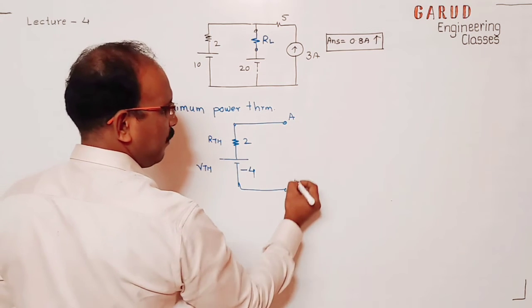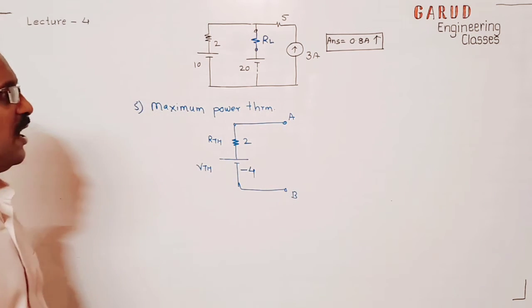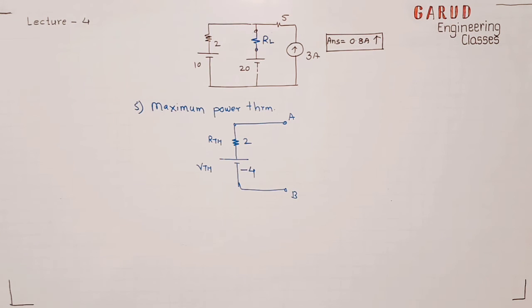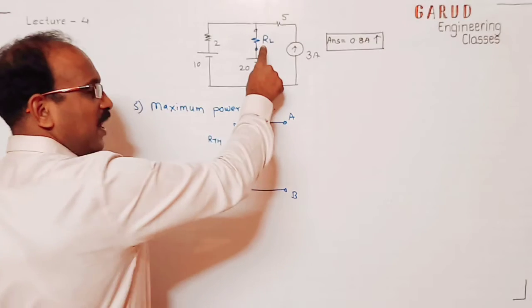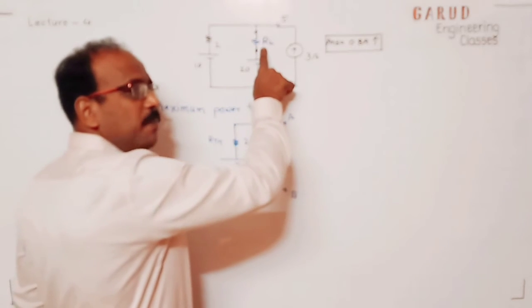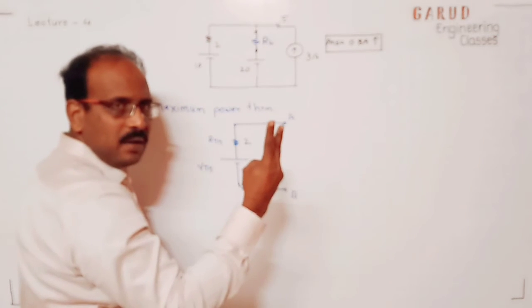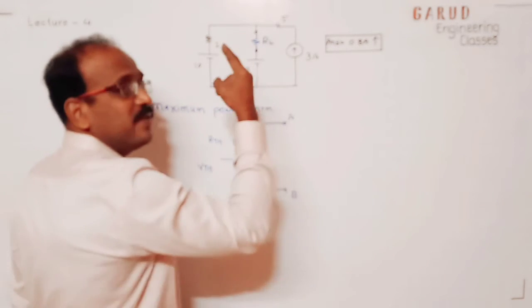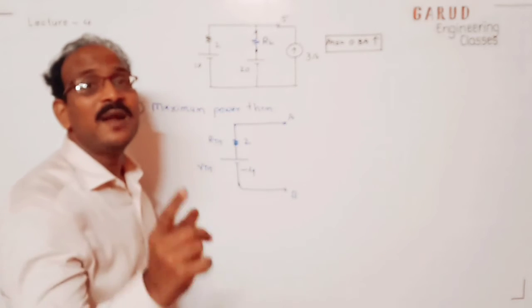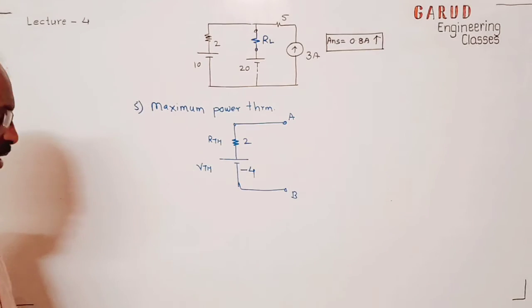So this is AB. The first question they ask is: what is the value of RL for maximum power transfer? Second, they ask: what is the maximum power? Power is always positive.